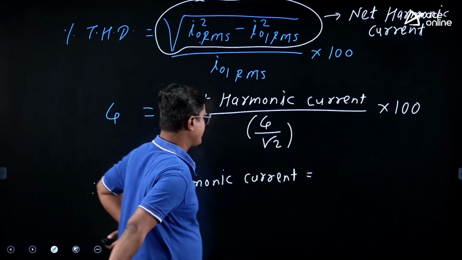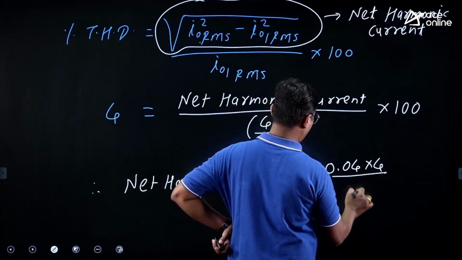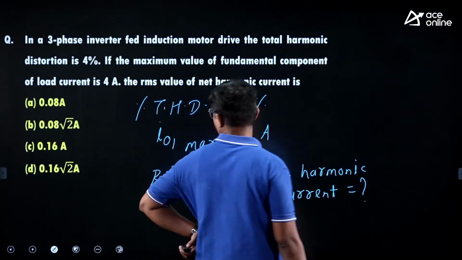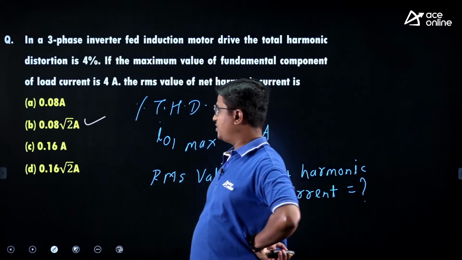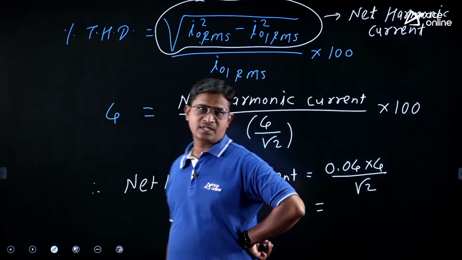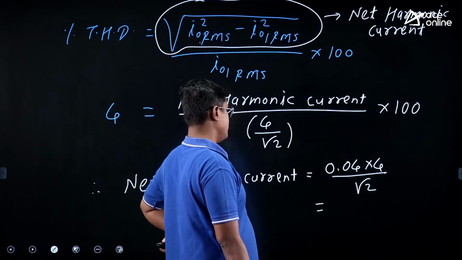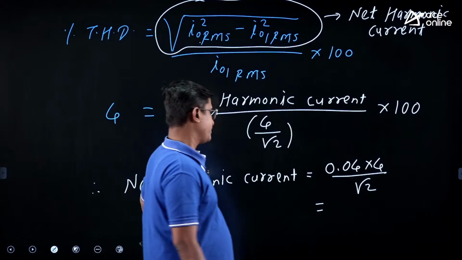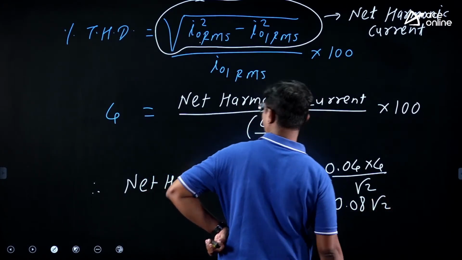So therefore from this you can write net harmonic current is equal to 0.04 into 4 upon root 2, right? So check the options. He has given in terms of 0.08. So it is 0.08 into root 2, right? 0.04 into 4 means 0.16 divided by root 2. 0.16 by root 2, you can write it as 0.08 into root 2.